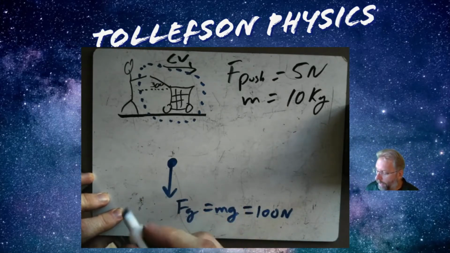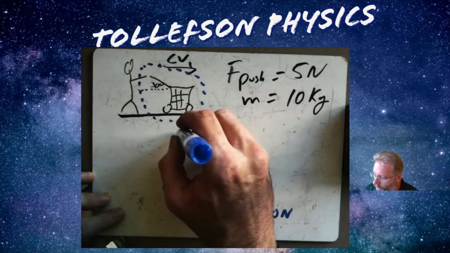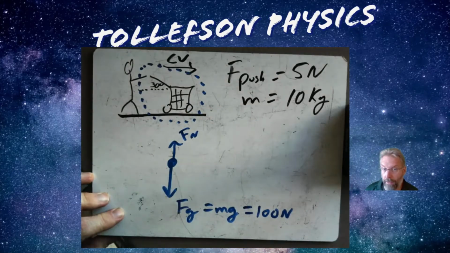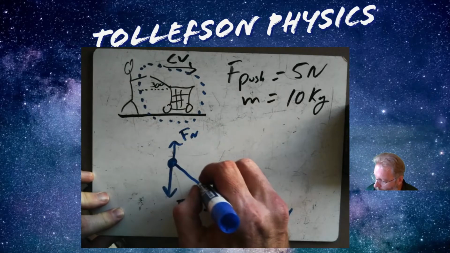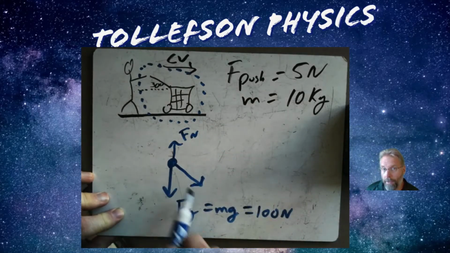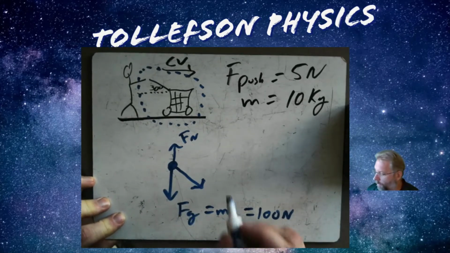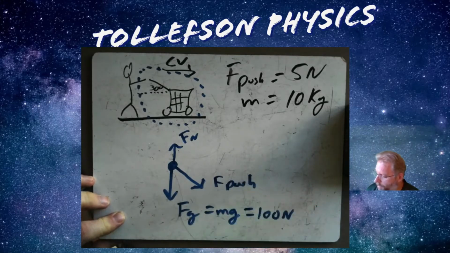Okay, well then what else is going on? I'm going to have a normal force. I don't know the size of the normal force yet, and there's a reason for that, so I'm not going to put a number next to it yet. And then I'm pushing downward, and we're always going to draw our arrows from the center of mass away from it. That's what the College Board exam will expect as well. So this I'm just going to call my push.